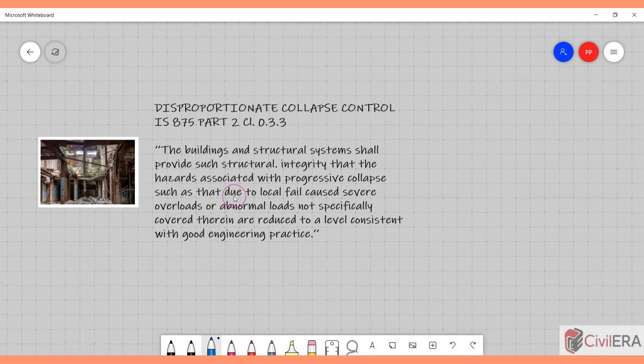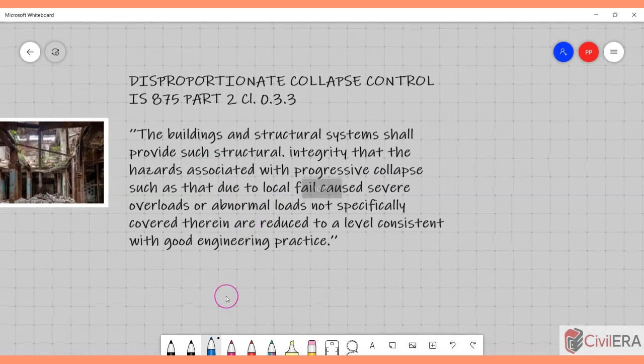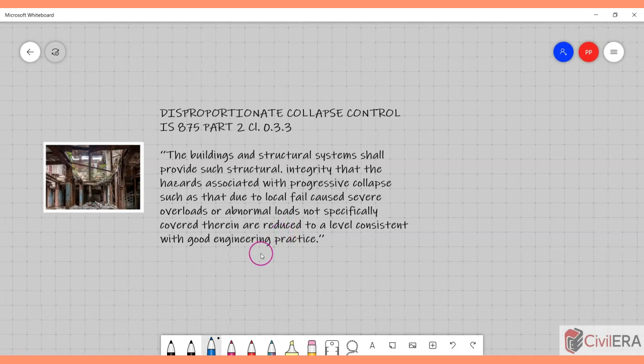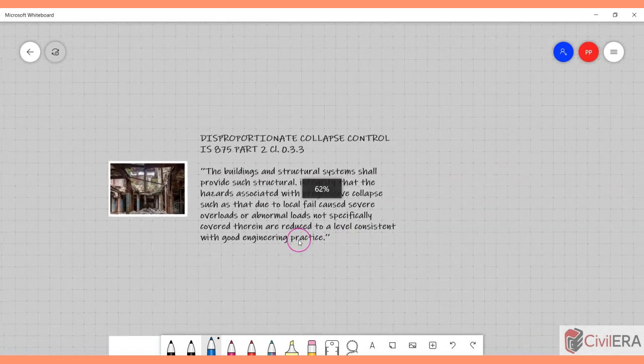I will also take you through the code in a minute, but let's first read this clause. The buildings and structural systems shall provide such structural integrity that the hazards associated with progressive collapse, such as that due to local failure caused by severe overloads or abnormal loads not specifically covered therein, are reduced to a level consistent with good engineering practice. This is completely confusing. It's a very long clause with no full stop and comma, and it may be a lot of confusion for a beginner.